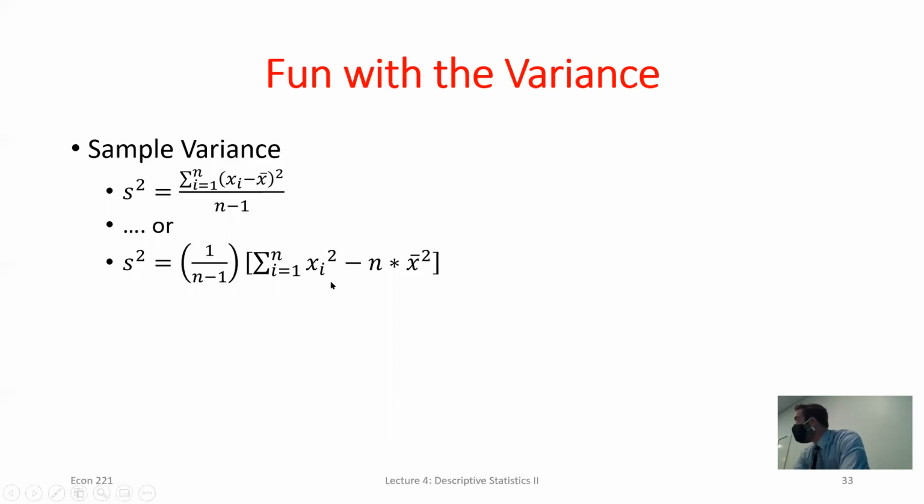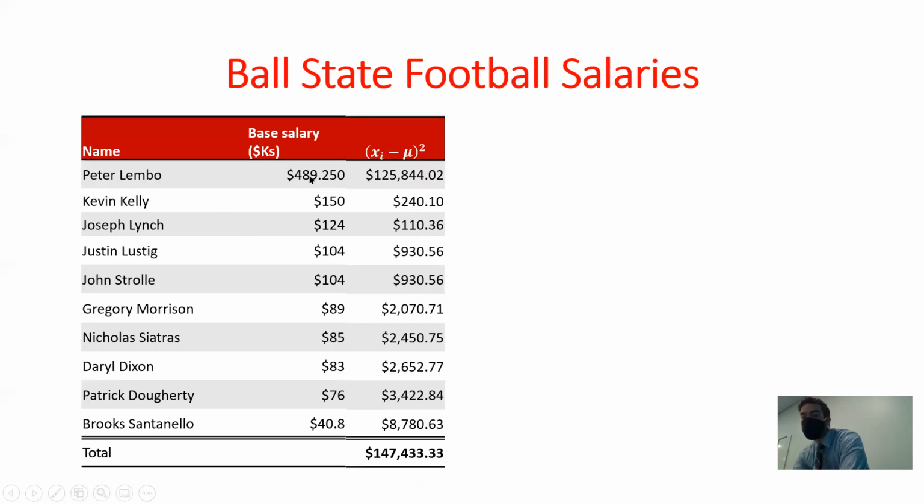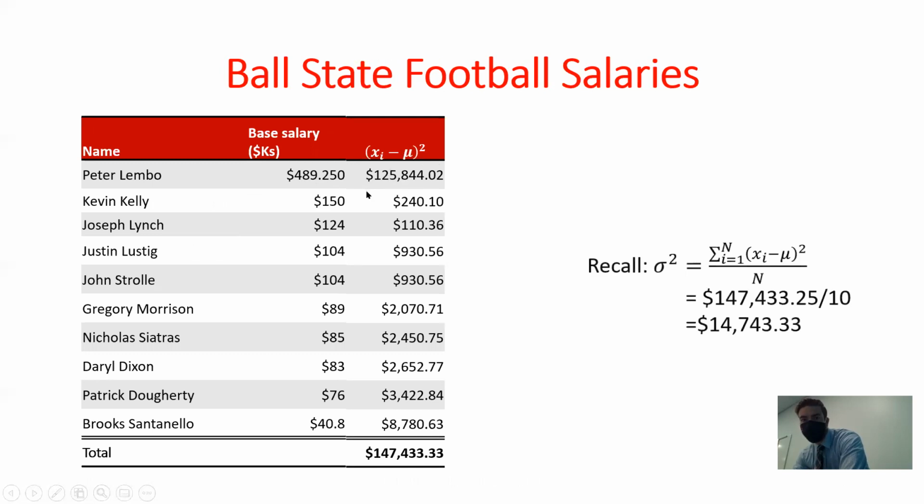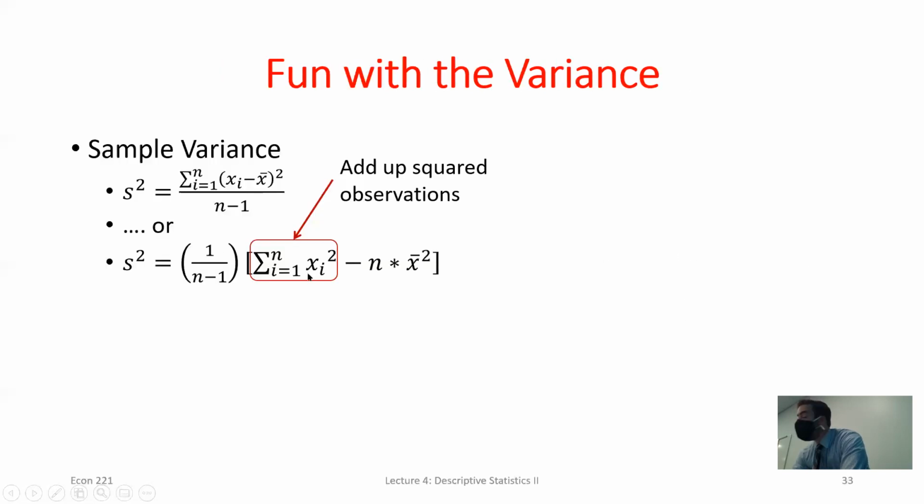When I was taking a deviation squared, for example when I subtracted 134.5 from this, it made it smaller. So when I squared it, it was still a large number, but not as large as if I would have just squared 489. In the second version of the formula, we go through every single observation and square just that value, then add those up, then subtract from it the number of observations times the mean squared.